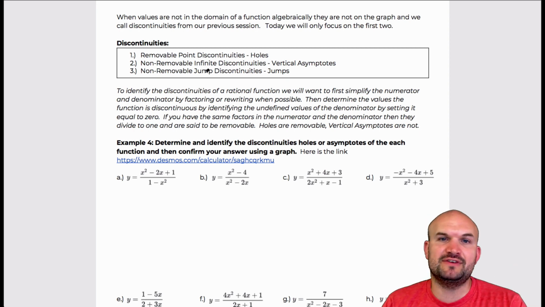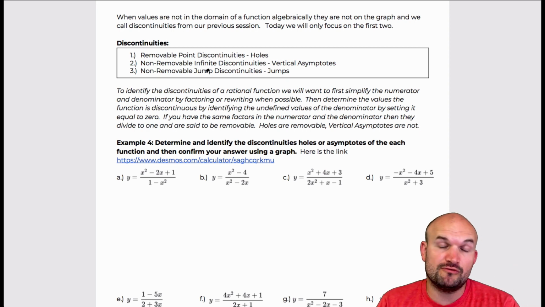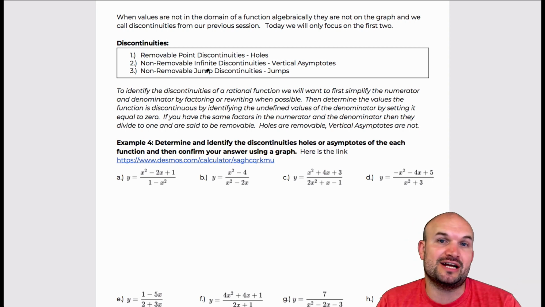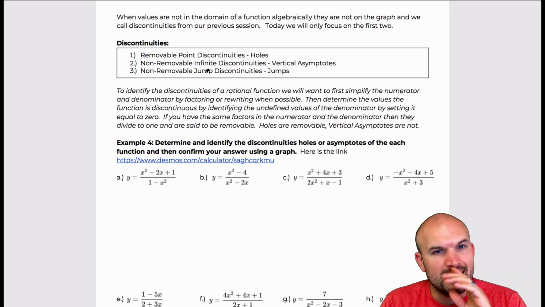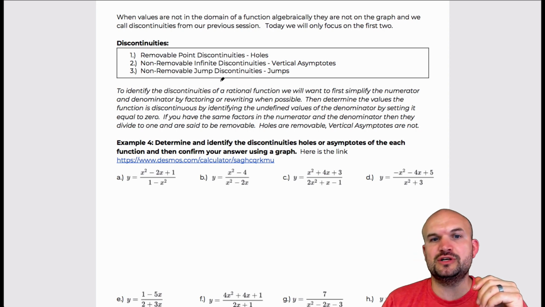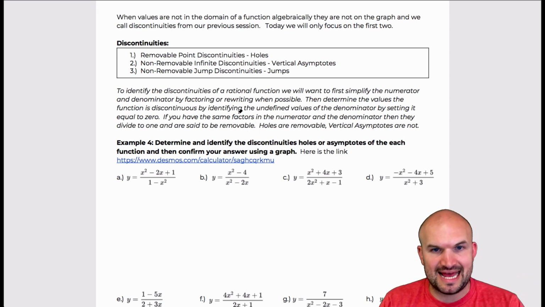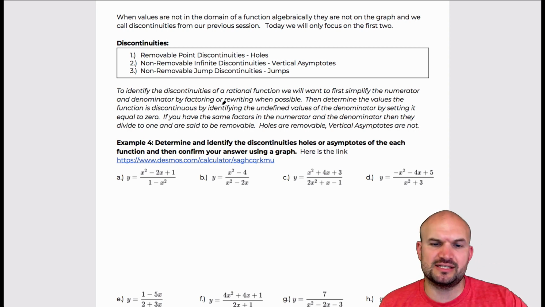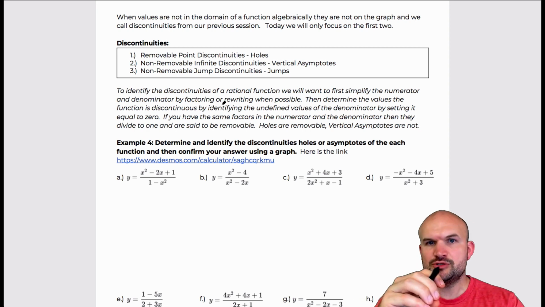The first one is the infinite discontinuities, which is the vertical asymptote. And remember, that's where the graph is approaching a value, but it never actually reaches it or crosses it. And then we have the non-removable jump discontinuities, which I'm not going to discuss today in this video, because we'll get to that once we start talking more about piecewise functions. But that's basically where you have one graph and then you have to jump to another graph.